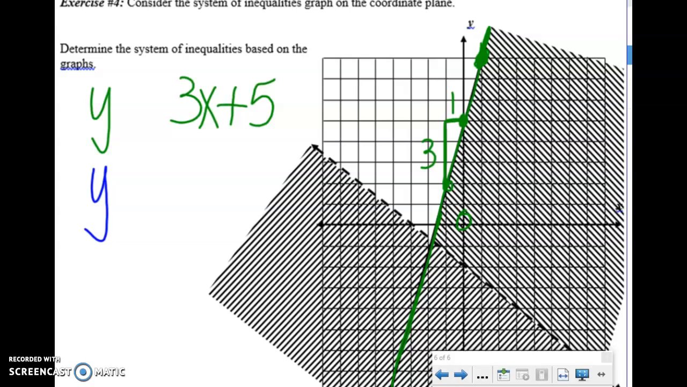Now we need the correct inequality. So since this is a solid line, we know it's got a little line underneath it, right? So we'll put the little line down. Now this is shaded on the lower side, right? The side that is below it. So below is less than. So this inequality would be y less than or equal to 3x plus 5. Let's go to the next one.